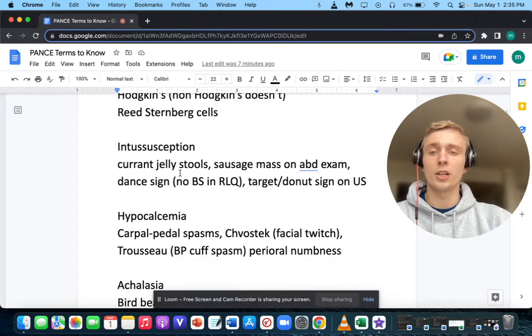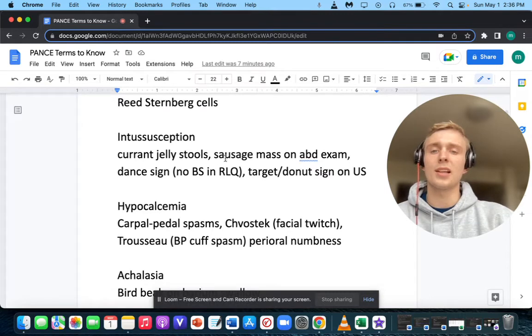If I say currant jelly stools, sausage mass on abdominal exam, Dance sign, which is no bowel sounds in the right lower quadrant, or a target or donut sign on ultrasound, what does that make you think of? Intussusception. And remember, intussusception is that colicky pain, so it comes and goes. And kids will often flex their hips or bunch up into a ball to decrease that pain as well.